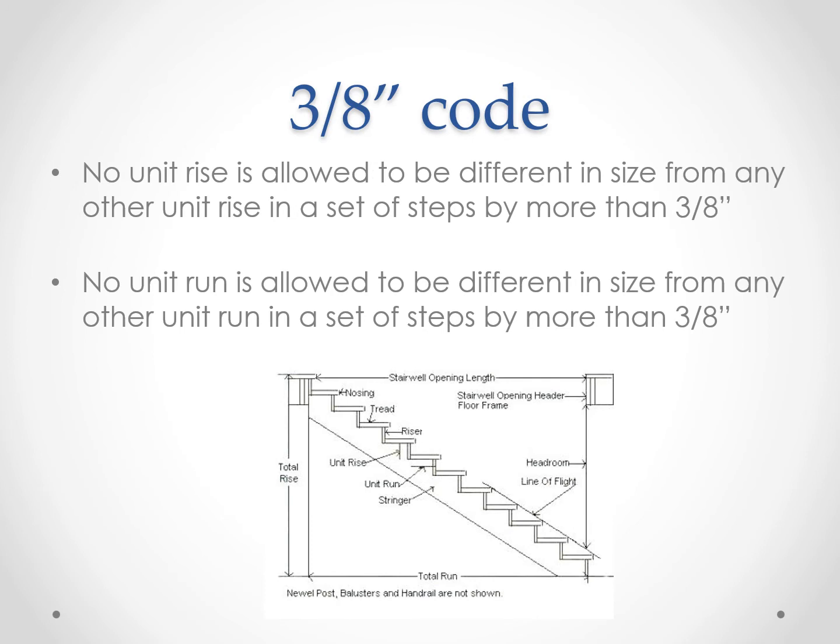Okay, let's take a look at the 3/8 inch rule as it applies to stairs. It is a building code, so this is a code requirement. What it states is no one step unit rise can be different than any other unit rise by more than 3/8 of an inch. And that holds true for the unit runs too. No unit run can be different from another unit run in size by more than 3/8 of an inch.